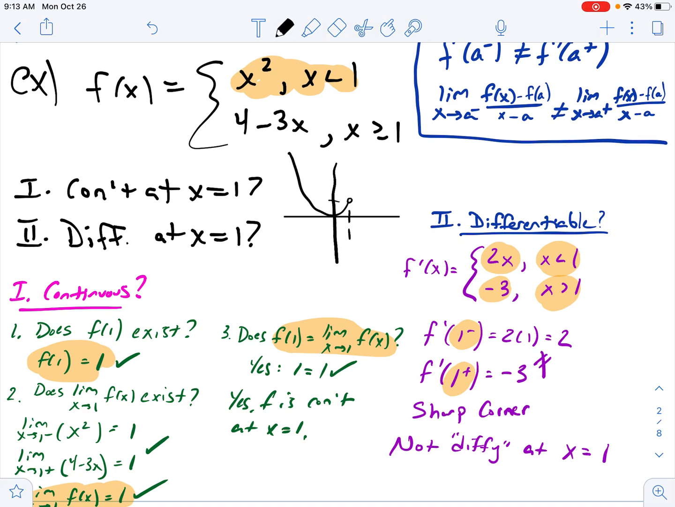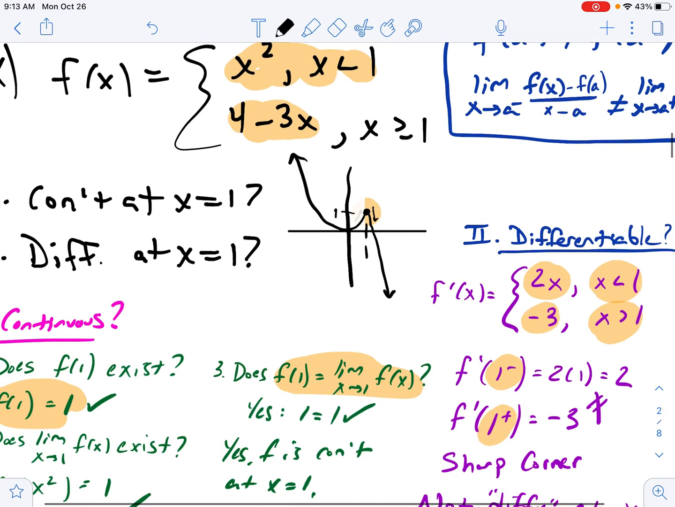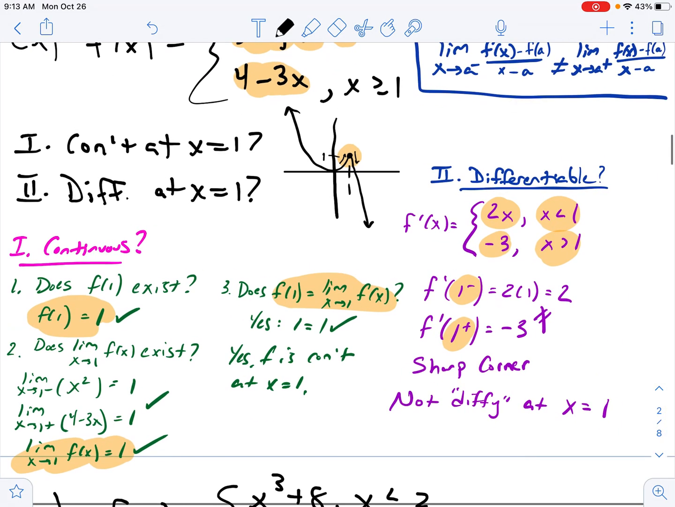So that's going to look like this. To the right, it's the line 4 minus 3x, and at 1, the y value is 1. They come together, but this is now going to have a slope of negative 3 and kind of go down like that. And sure enough, we got ourselves a sharp corner here. We've got two different slopes, slope of positive 2 coming in from that direction, slope of positive 3 as we go off in that direction.